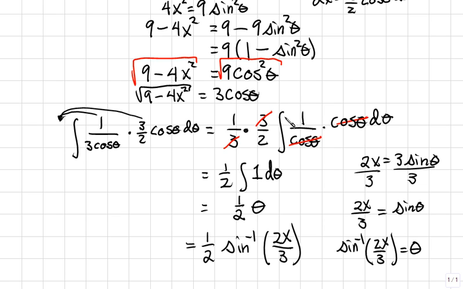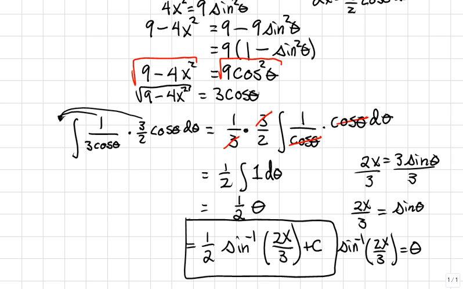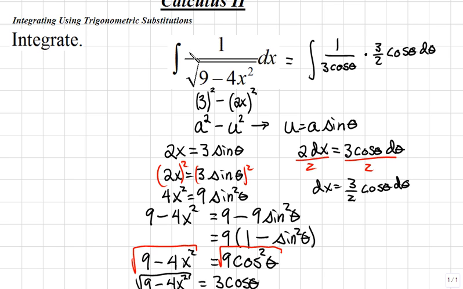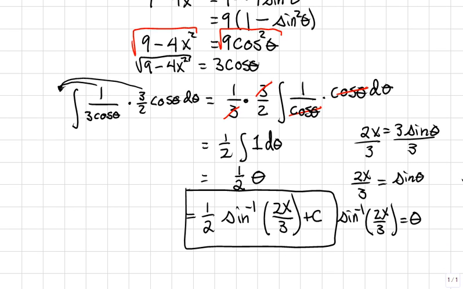Since we're integrating without limits, we would also pick up a plus c, plus constant. So this becomes the answer to our integral. In other words, our original integral, the integral of 1 over the square root of 9 minus 4x squared dx, becomes the final answer of 1/2 arc sine of 2x over 3 plus c.